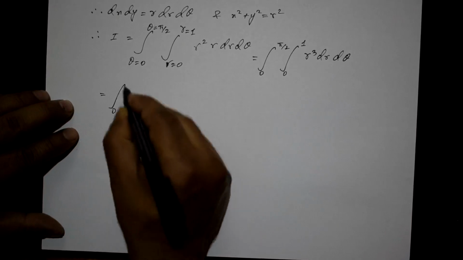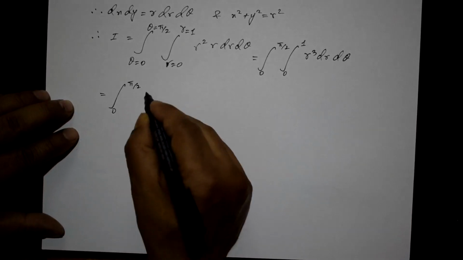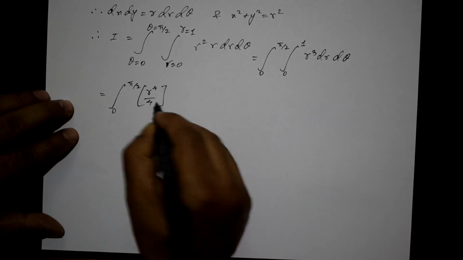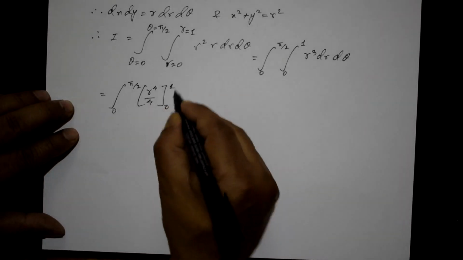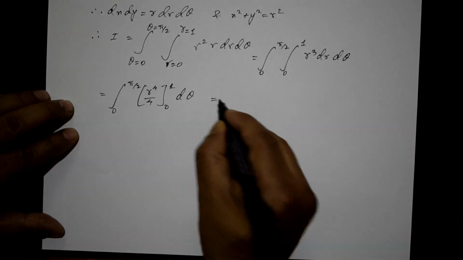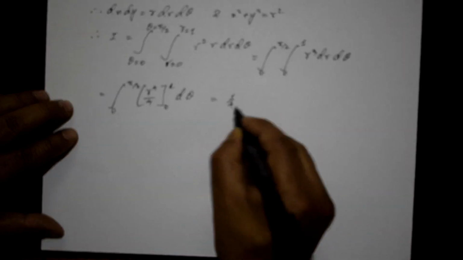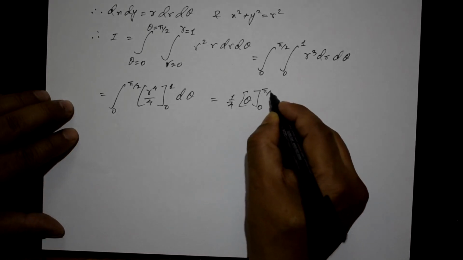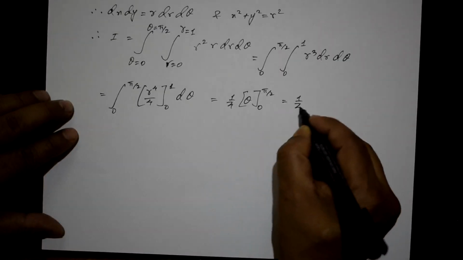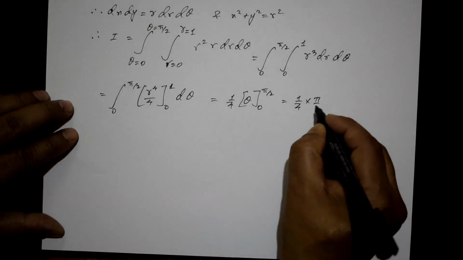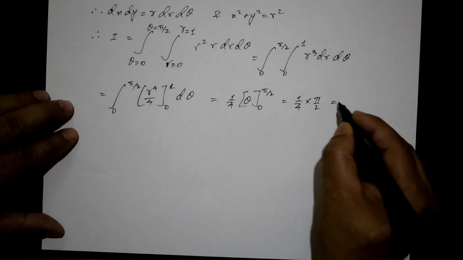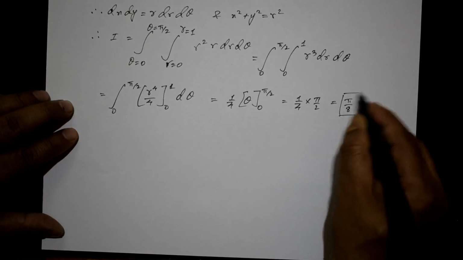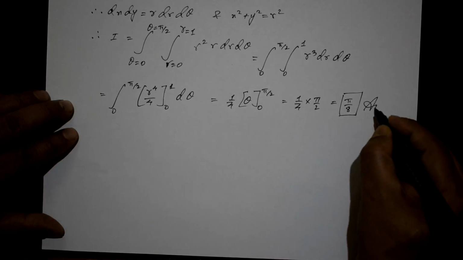Now we integrate it with reference to r, which becomes r to the power 4 by 4. Now we put the limits, that is 0 to 1, d theta, which is equal to 1 by 4, we take it out, theta from 0 to pi by 2, which is equal to 1/4 into pi by 2. So we have pi by 8 as our answer.